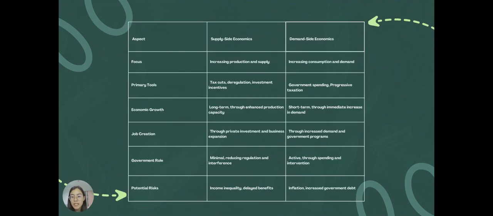So I put the difference, like the comparison, in this table. The supply side economics focuses on the suppliers of factors of production, which are the firms and households, and the demand side of economics focuses more on tax increases for the wealthiest and social welfare, like subsidizing the poor. And here we can see the difference a little bit closer.